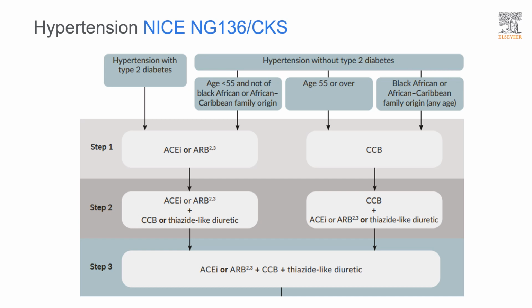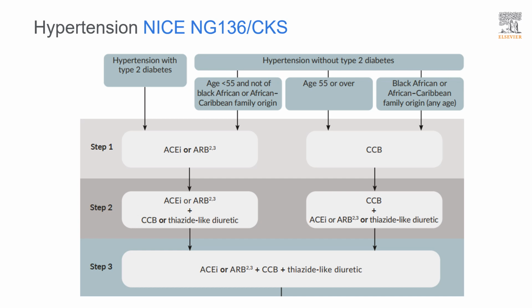So as an example, in step 1 treatment, we want to offer an ACE inhibitor or an ARB for people who are aged under 55 and who are not of Black African or Afro-Caribbean family origin. They may have type 2 diabetes. We want to offer them irrespective of age or family origin, okay? But if an ACE inhibitor is not tolerated, then we give an ARB, like a sartan. We never give an ACE inhibitor and an ARB at the same time.